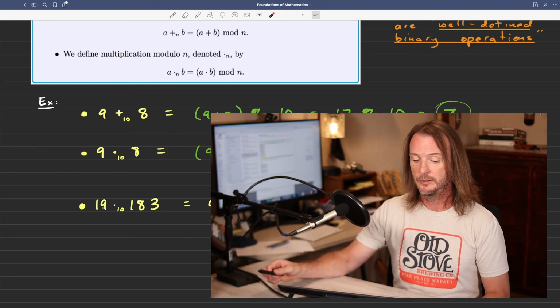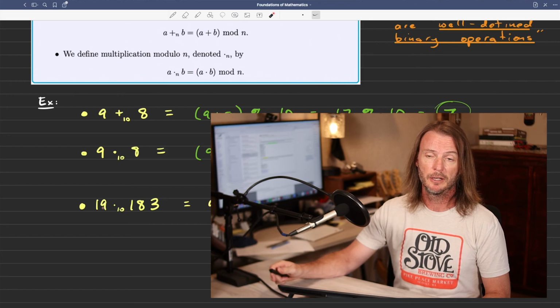And then next we'll start our journey into proofs by talking a bit about logic.